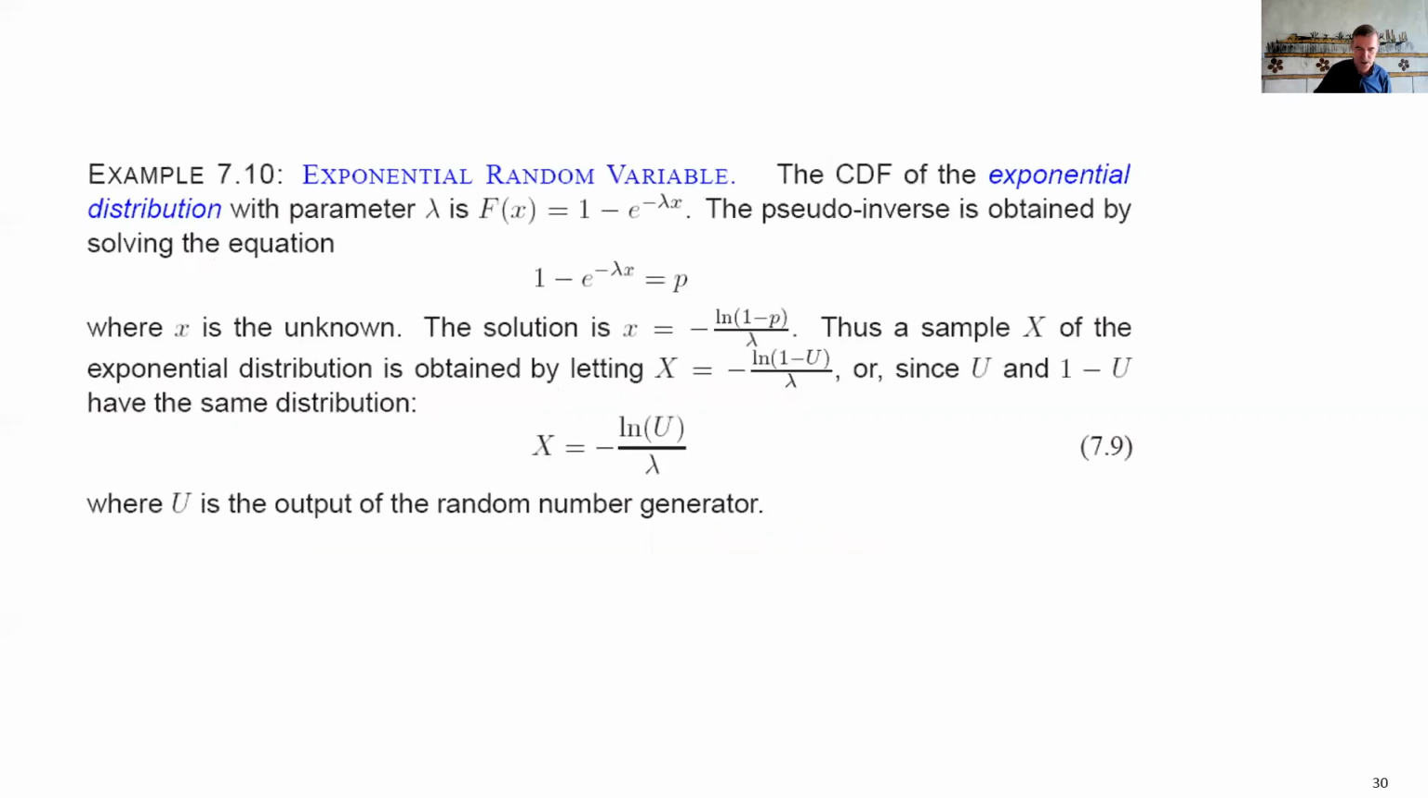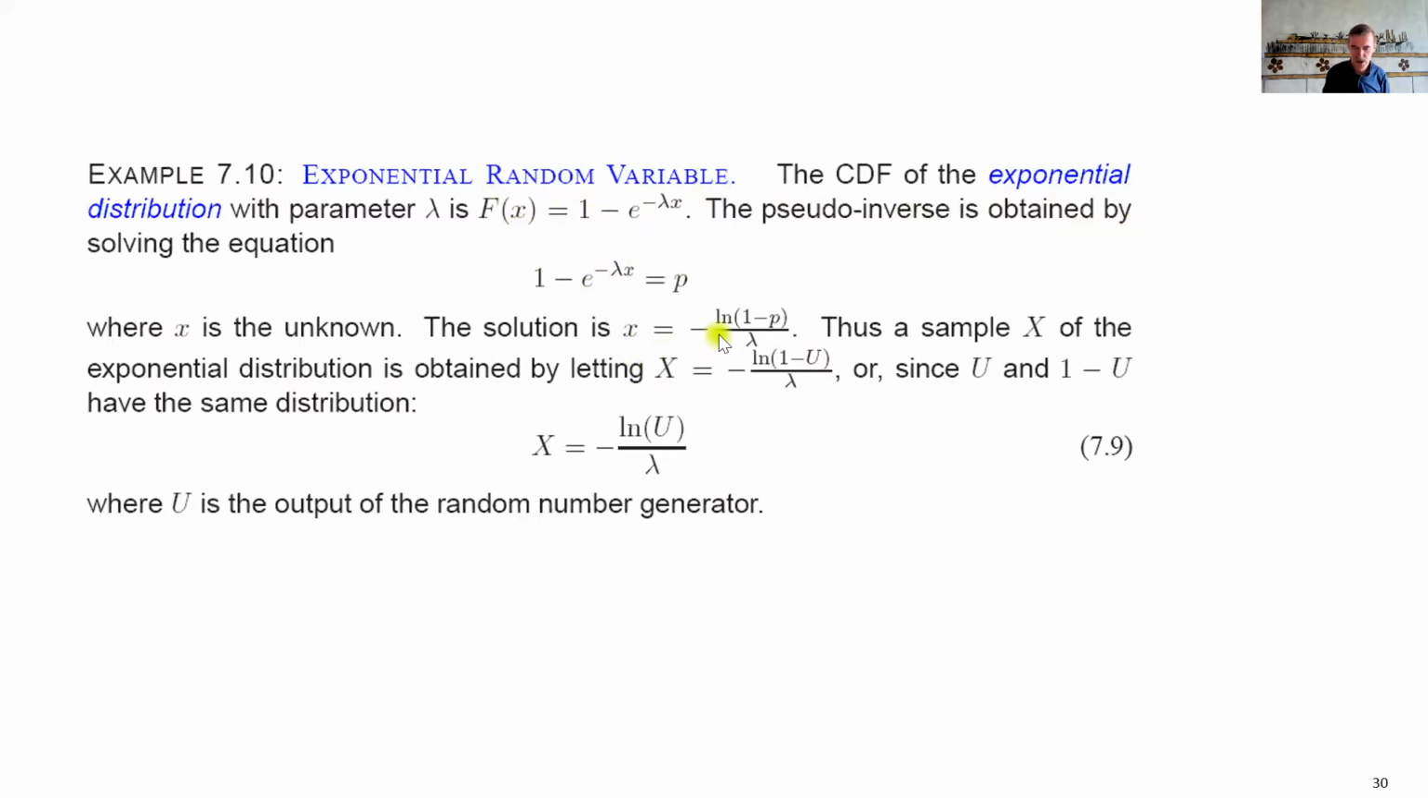So you see, it's very basic, but it's very powerful. For example, a variable that we will very often use is the exponential random variable. The CDF is 1 minus exponential of minus lambda x. That can easily be inverted. How can I find the inverse of that? Well, I solve F of x equals p. That's the equation I have to solve.